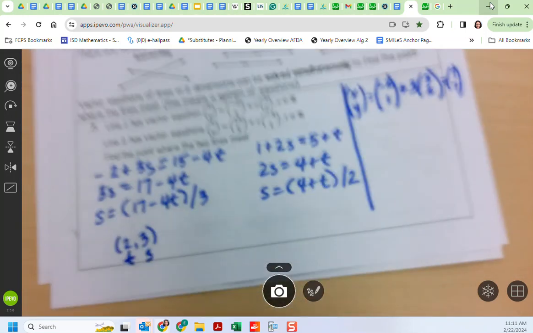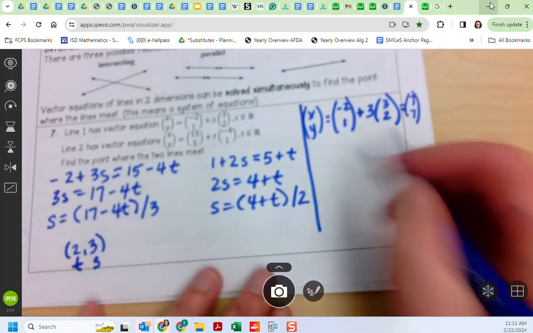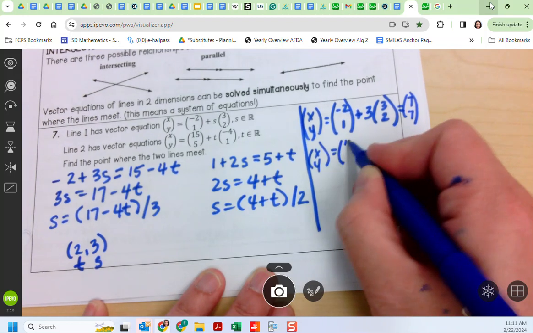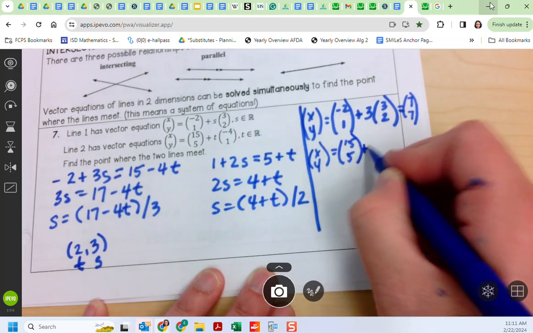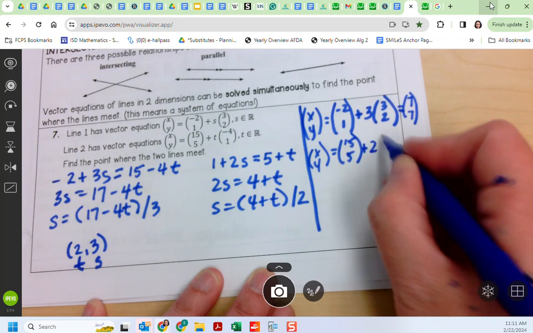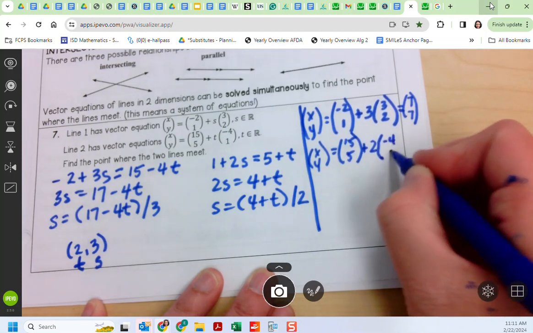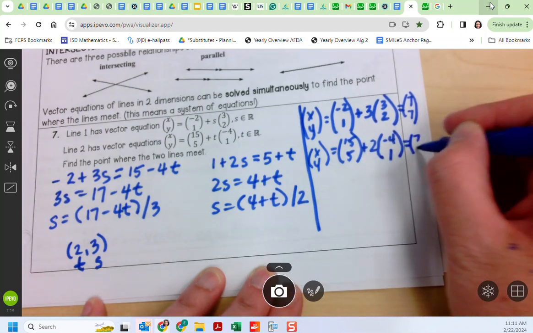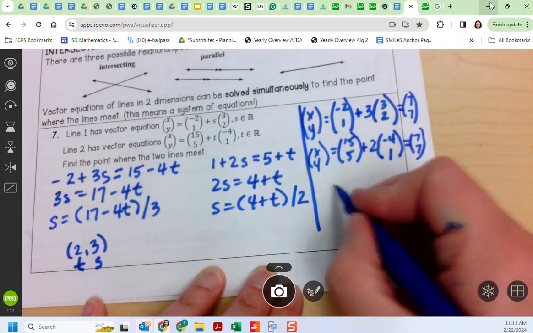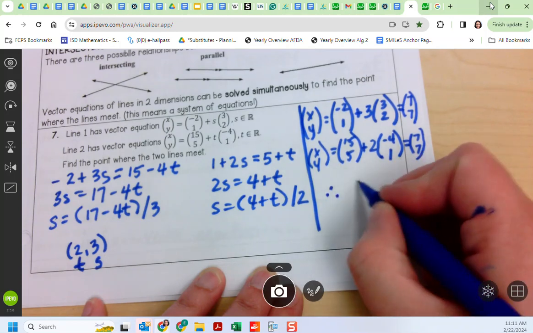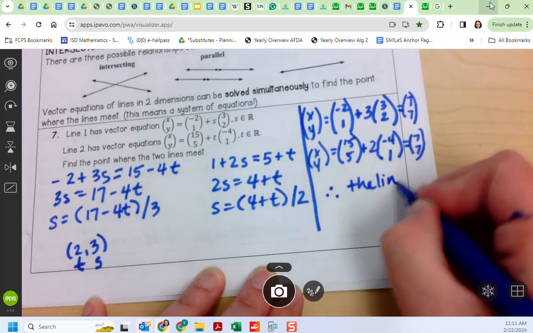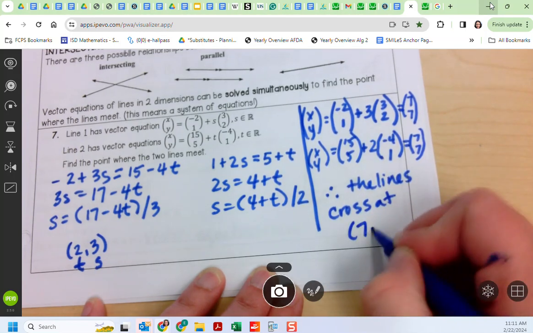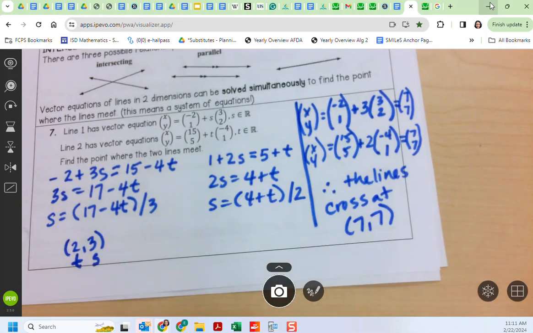But I can do the other equation just to make sure I did it right. So the other equation is x, y equals 15, 5 plus t is 2 times -4, 1. All right, and I also get 7, 7, so I know now that I've done it right. So I can say, therefore, the lines cross at 7, 7, written as a point this time.